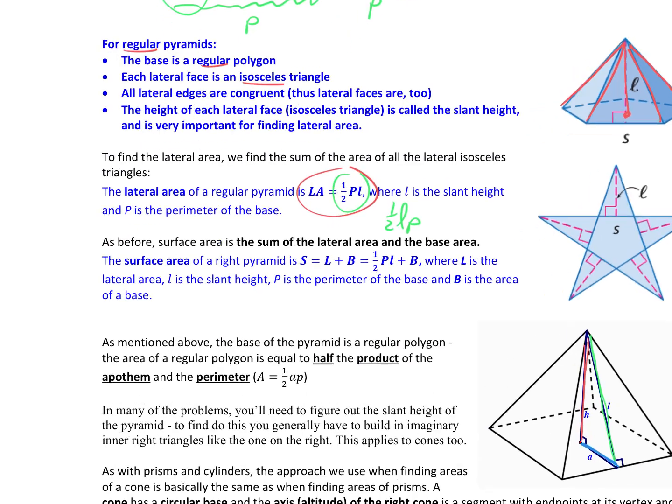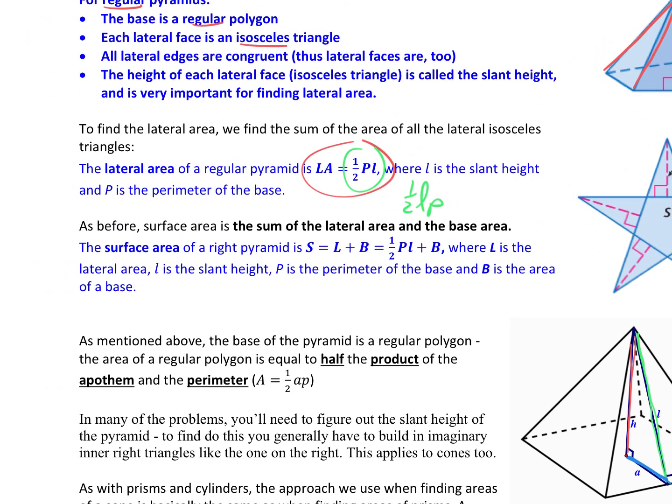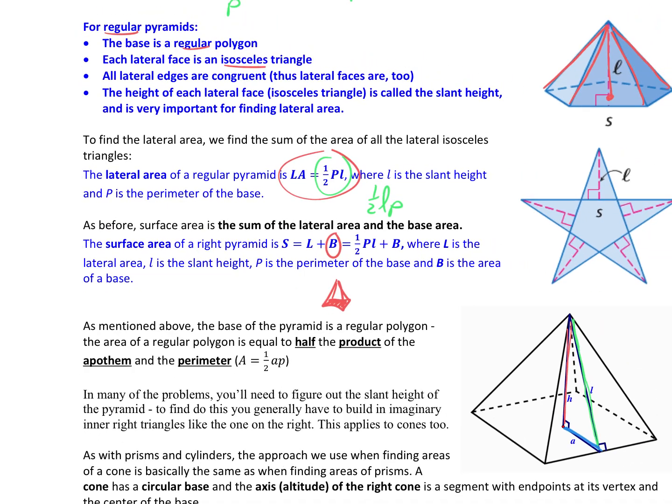Then when we go to do total surface area, the difference here is there's now only one base to add because it's a pyramid. Pyramids only have one base on the bottom. We added 2 when we did prisms because there were 2 bases, and there's only one on a pyramid.